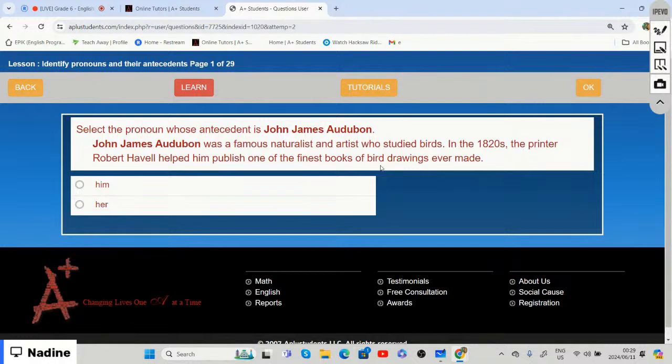All right. And if we were to select the correct pronoun, our pronoun would be him, because him refers back to John James Audubon, which is our antecedent.